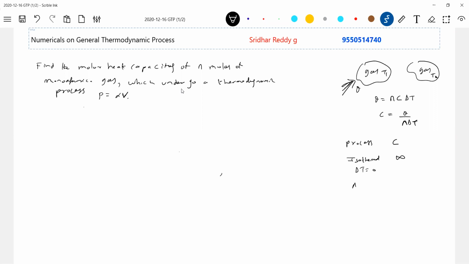Adiabatic process. In an adiabatic process, the Q itself is zero. If Q is zero, molar capacity will be zero. What do you mean by molar capacity infinity? It can absorb any amount of heat. What do you mean by zero? It cannot absorb heat. Then isobaric.